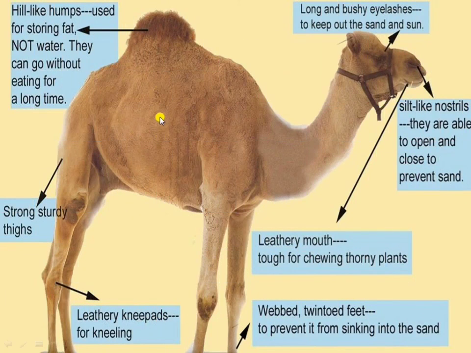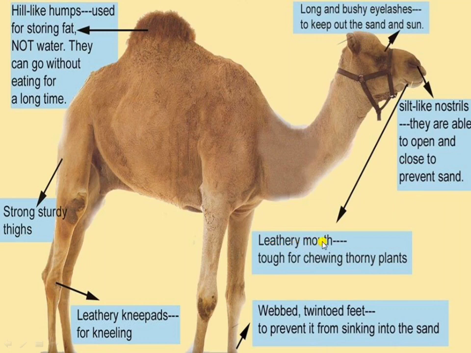Here, as you can see in this picture, this is the hump that is present over here. It's a hill-like hump used for storing fat, not water. They can go without eating for a long time because of this hump. Next, they have long and bushy eyelashes to keep out the sand and sun. Then, slit-like nostrils, which they are able to open and close to prevent the sand from entering.